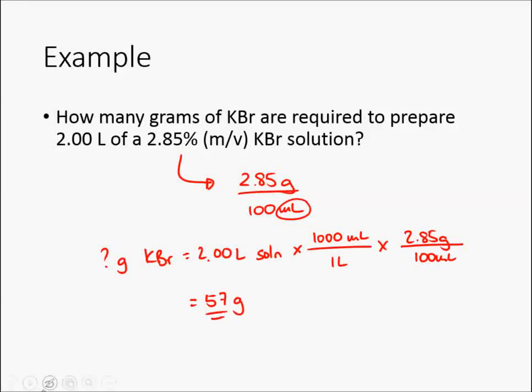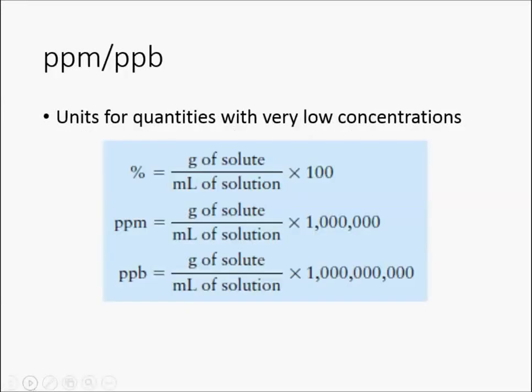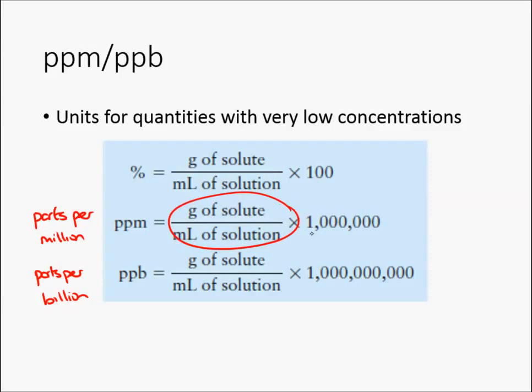Now, for very low concentrations, such as environmental toxins and things like that, we actually end up with units like parts per million or parts per billion. And what we're doing is, we again have grams over milliliters, but we now multiply it by million or billion as appropriate.